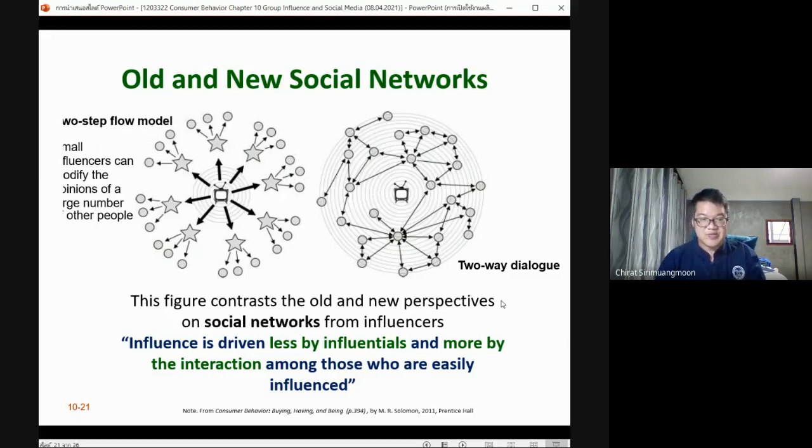So this is how the social network is now completely changing the behavior. They said influence is driven less by influentials, the persons who have the influence, who are able to influence, and more by interaction among the group. So I make the conclusion here.